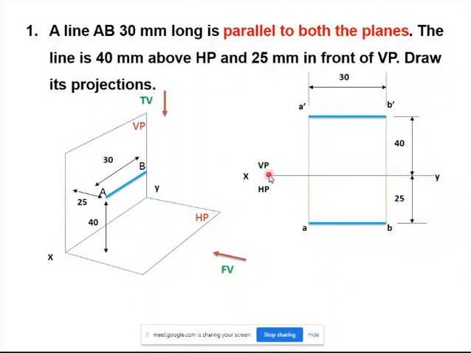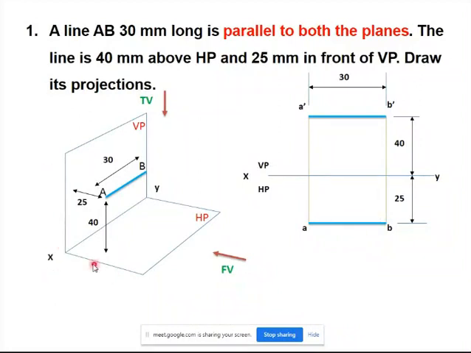That means we have to create a reference line first. Then we can create two lines. This one is the front view and this one is the top view. The front view will be available in the VP plane and the top view will be available in the HP plane. Depending upon the dimension, we have to create this.